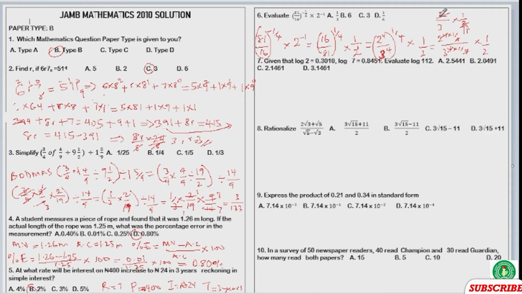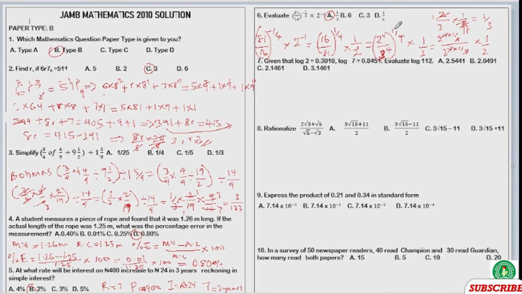So 2 cancels 2 here, and we are having 1 all over 3. So the final answer is 1 over 3. This is option what? Okay, so what you do is use the reverse law, by reversing this 16 over 81, all raised to the power 1 over 4, times 1 over 2 raised to the power 1. So finding your 2 raised to the power 4 as 16 and 3 raised to the power 4 as 81, all raised to the power 1 over 4, times 1 over 2.